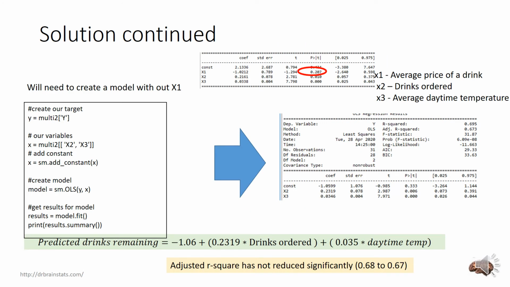If we look into results more closely, we notice for the variable x1, the average price of a drink, the t-statistic is greater than 0.05. Therefore, we need to consider dropping this variable and create a model without it, as shown on the slide. Now with our new model, we can see that the t-statistic has been satisfied and the adjusted R-squared has not dropped significantly.